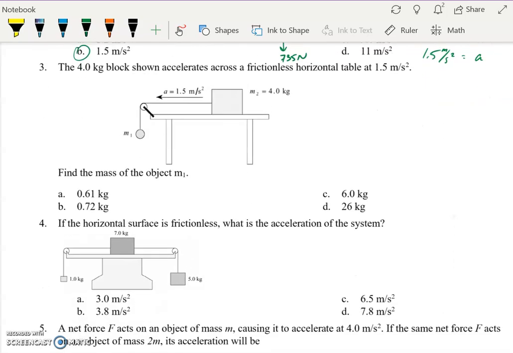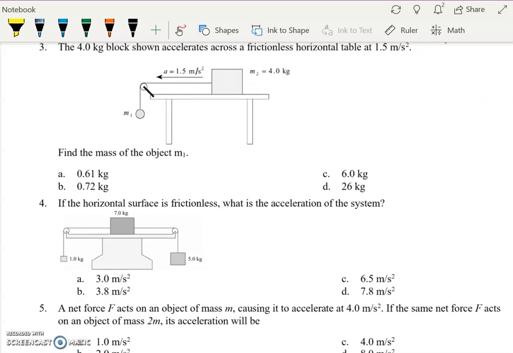Number 3. The 4 kilogram block is accelerating across a frictionless horizontal table at 1.5 meters per second squared. We want to find the mass of our object M1. So this is an Atwood problem. Nice thing is there's no friction. So if you consider the two objects, M1 and M2, moving as one system, then if you draw the force diagram for both, you can kind of just combine their forces together and ignore the tensions in the ropes.